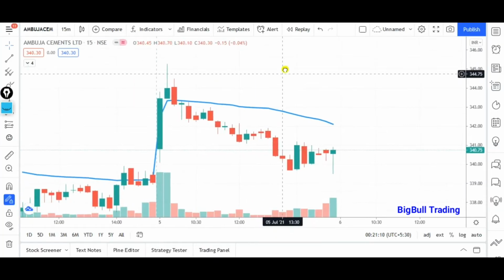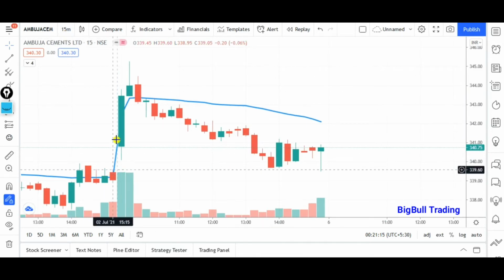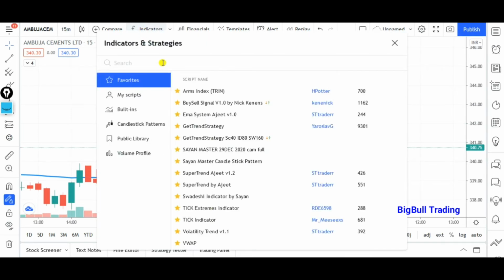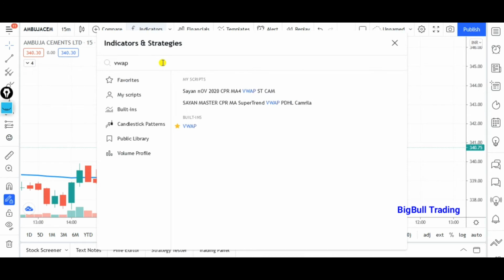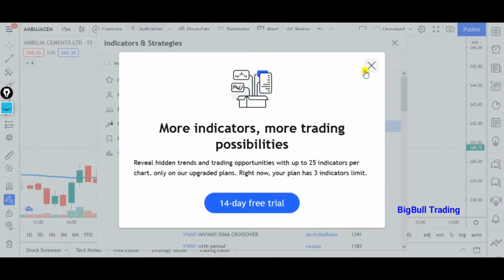So I have opened one chart. This is the 15-minute time frame, and this is the VWAP line. You can go to the indicator section, write VWAP here, and you will get this VWAP, and you can use it for taking the trade.